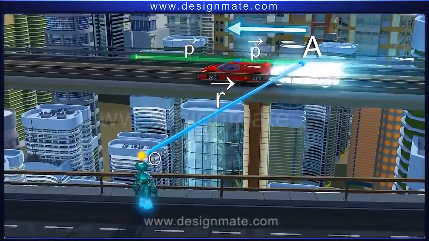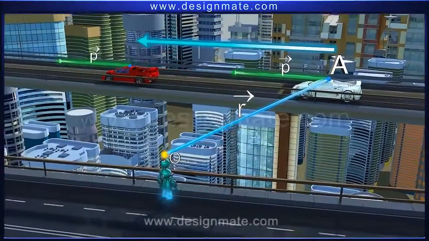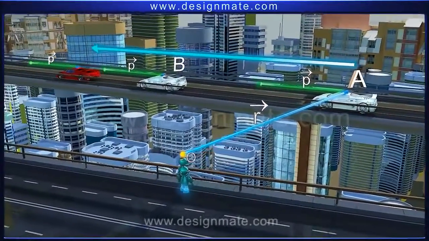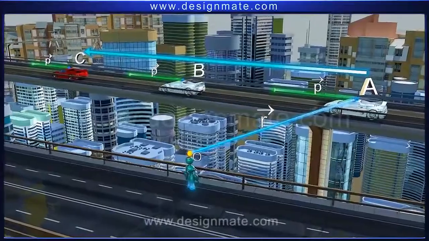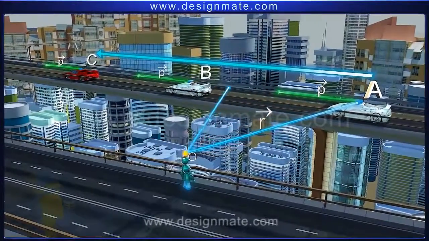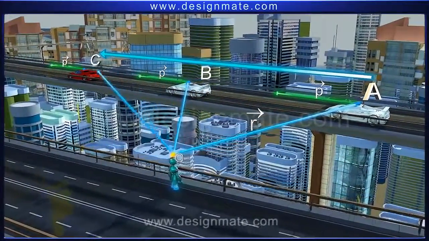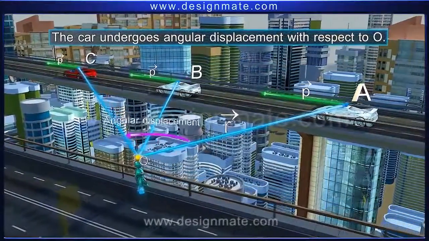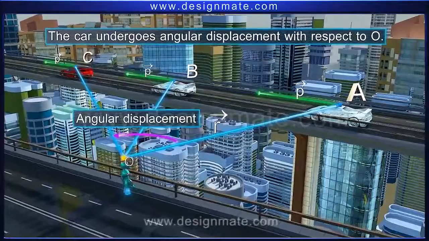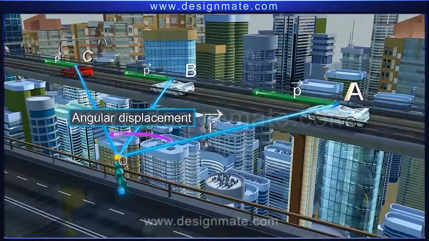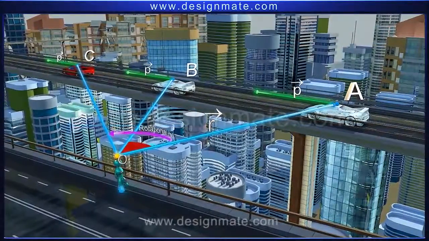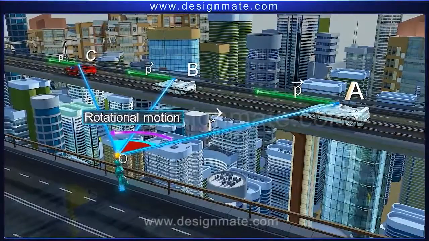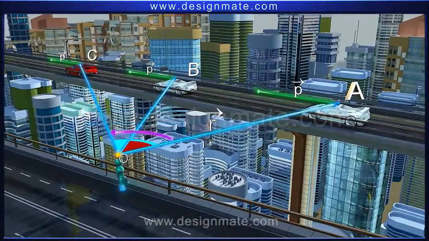We can see that although the car moves in a straight line, its position vector, r, rotates around O. So we can say that the car undergoes angular displacement with respect to O. Thus, the same car can be attributed rotation with respect to the observer at O.